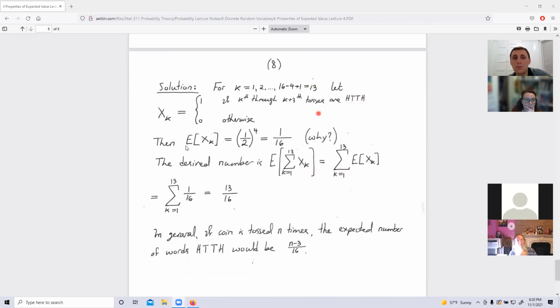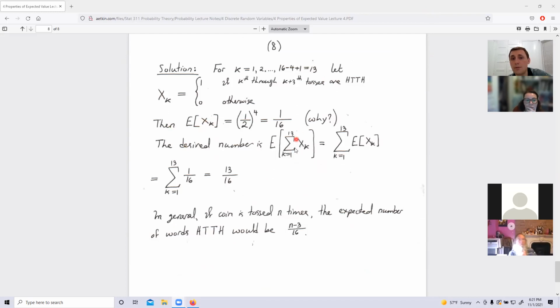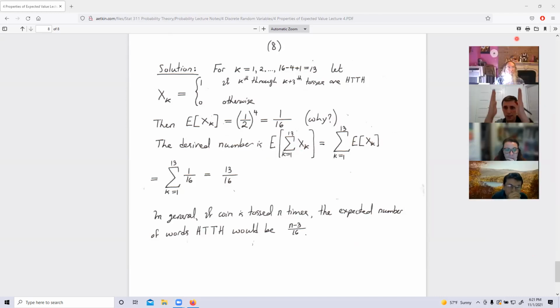So then the expected value is just the sum of all the 13 random variables, and they are the same. You agree, guys? If I just look at any region with 4 letters, because of randomness, they're equally likely to be H or T with equal probability. So the probability is 1 over 16, because it's 1/2 times 1/2 times 1/2 times 1/2. Each letter in each position is either H or T, and altogether we have 1 string that I like out of 16 possible strings. You agree?